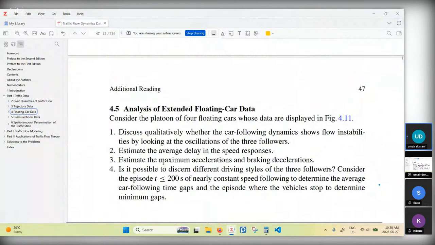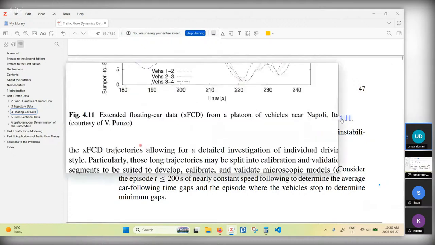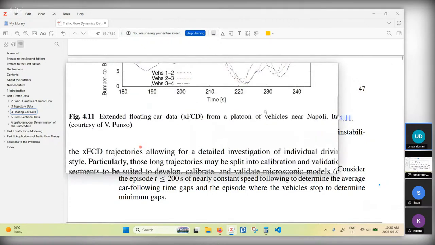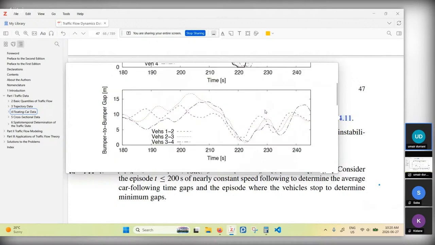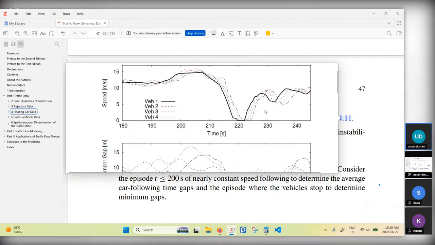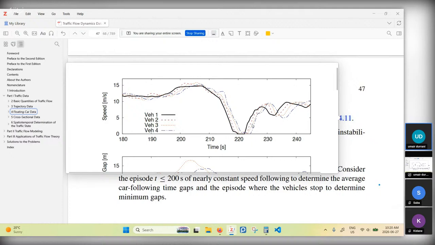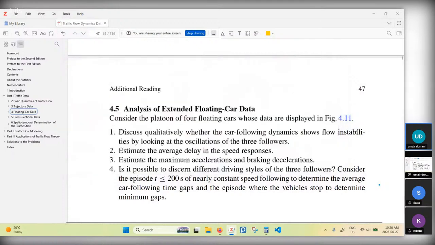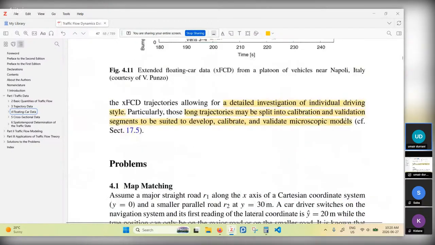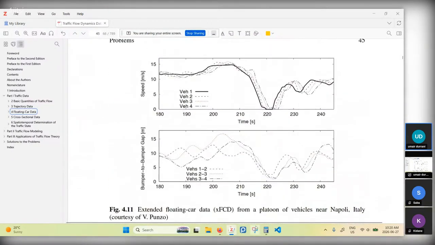Okay, next, number 2, estimate the average delay in the speed responses. So how do we estimate the average delay? For example, if you take this point, let me actually go to this location and then take a screenshot of these figures.